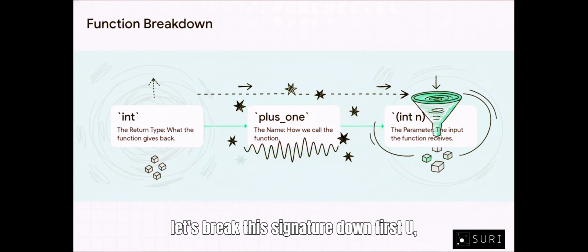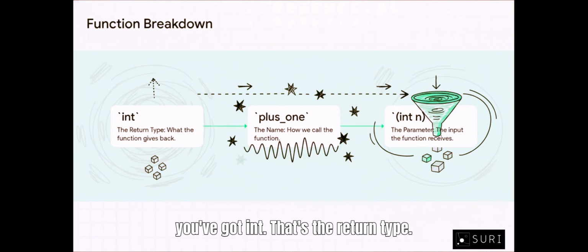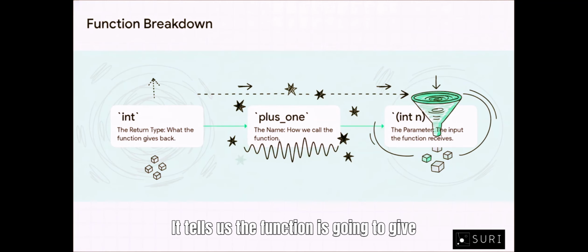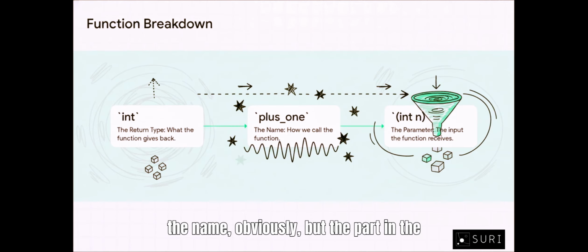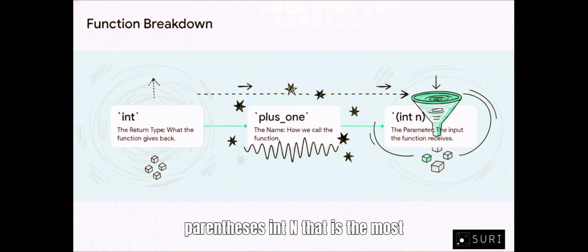All right, let's break this signature down. First up, you've got int. That's the return type. It tells us the function is going to give us an integer back. Then, plus1. That's the name, obviously. But the part in the parentheses, int n, that is the most important piece for our puzzle.